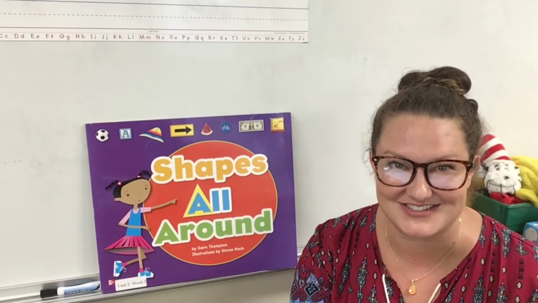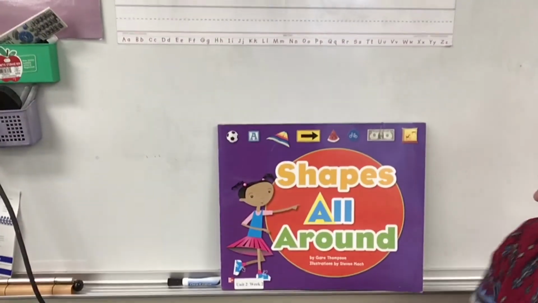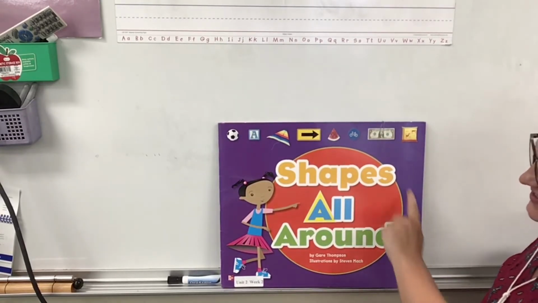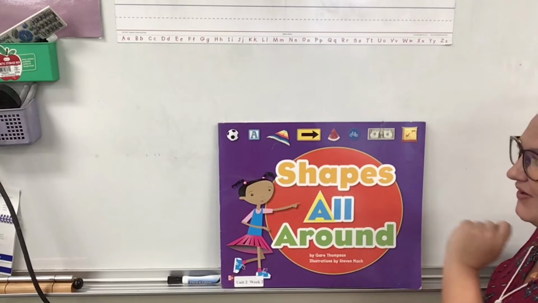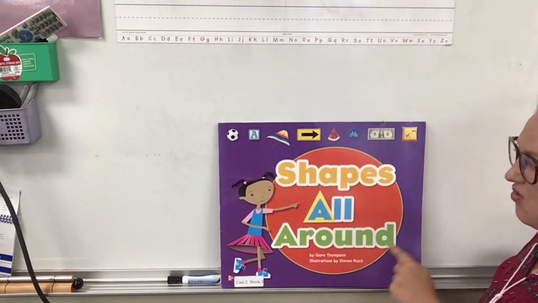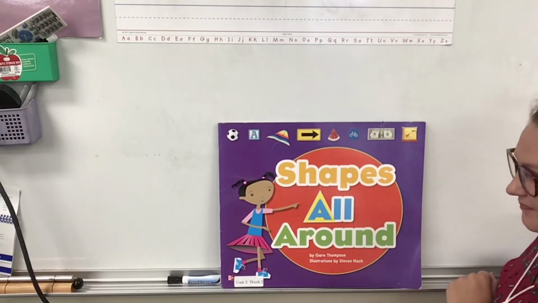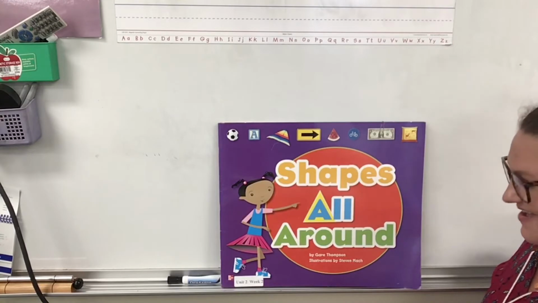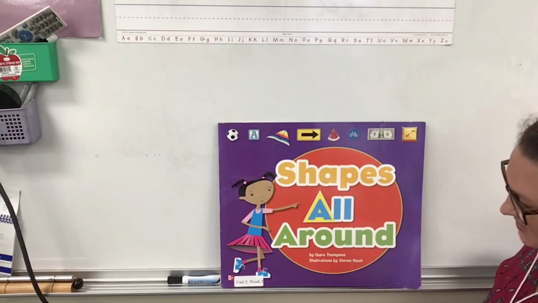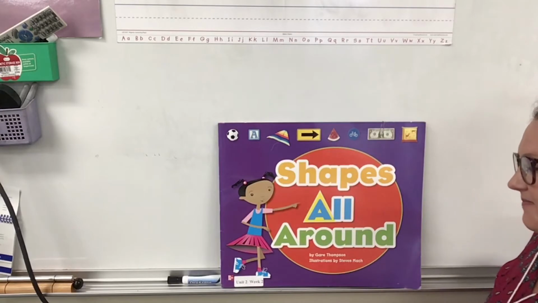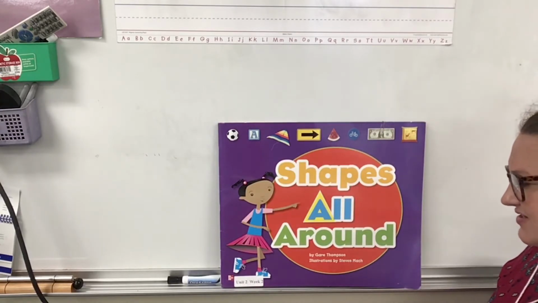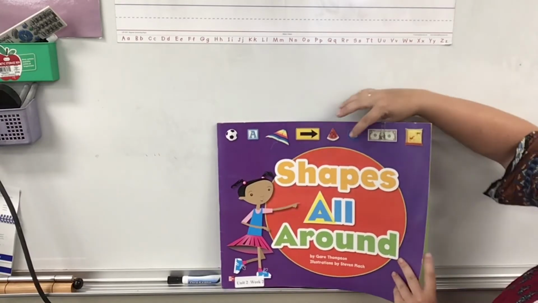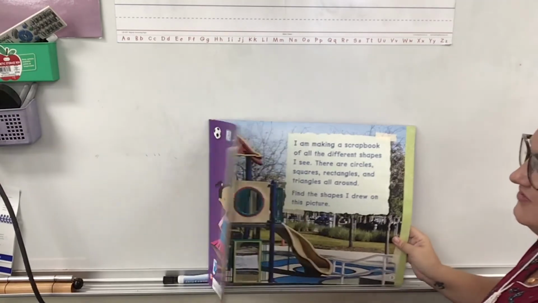Let's read the title of our story. Shapes All Around. And I can see a couple right on the cover of our book. The shape that I see, this big orange shape, is a circle. I can also see a triangle around the letter A. The person who wrote the words in our story is Gary Thompson. And the person who made the pictures is Stephen Mock. Let's go ahead and read our story. Remember, we're looking for all sorts of different shapes.